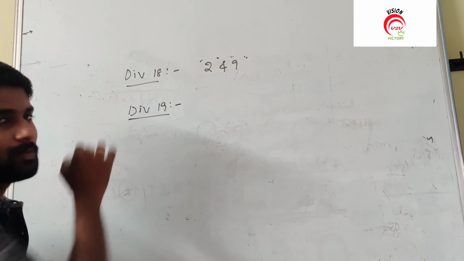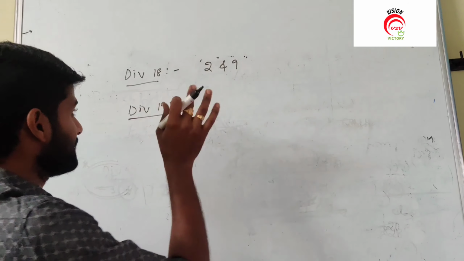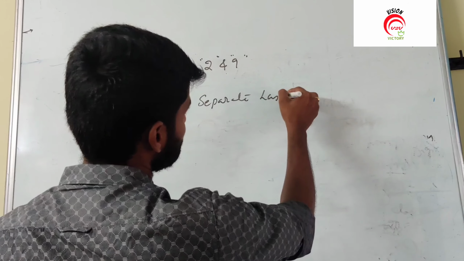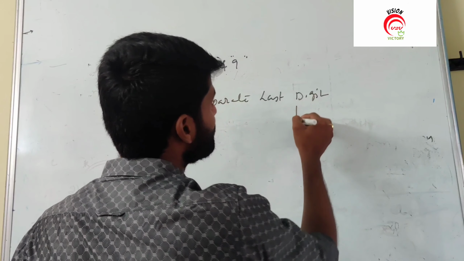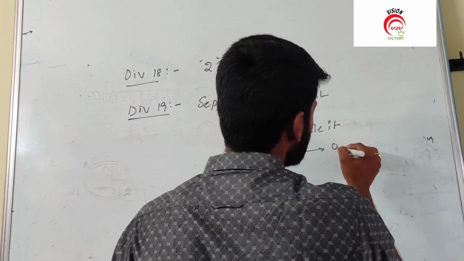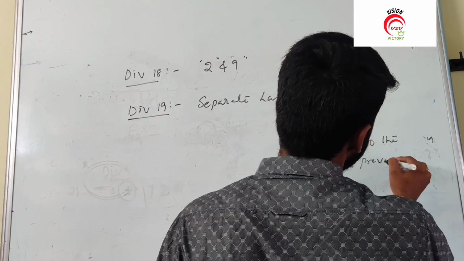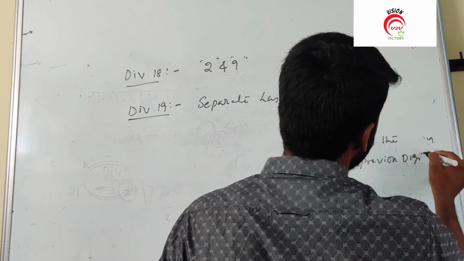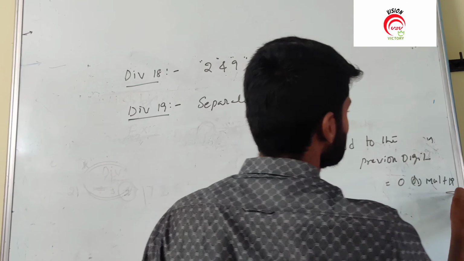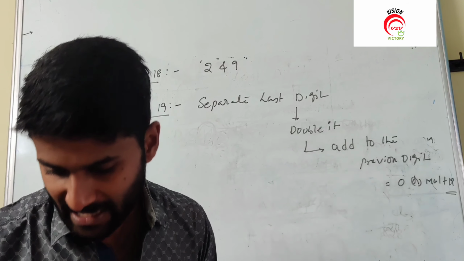Next one. Divisible by 19. What is the divisible by 19 rule? Observe that. Focus on the last digit, separate it, and we need to double it. This doubled number is added to the previous digits, and if the final resultant is 0 or a multiple of 19, definitely that number is divisible by 19.